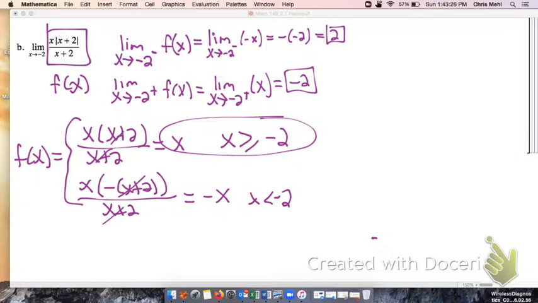So what that means, since the left and right-hand limits are different, the limit as x approaches -2 of x times the absolute value of x plus 2 over x plus 2, this limit does not exist. So if you're ever finding the limit of a function with absolute value, you're going to have to see it as a piecewise function, and you're probably going to want to investigate the left and right hand limits to see if the limit exists.